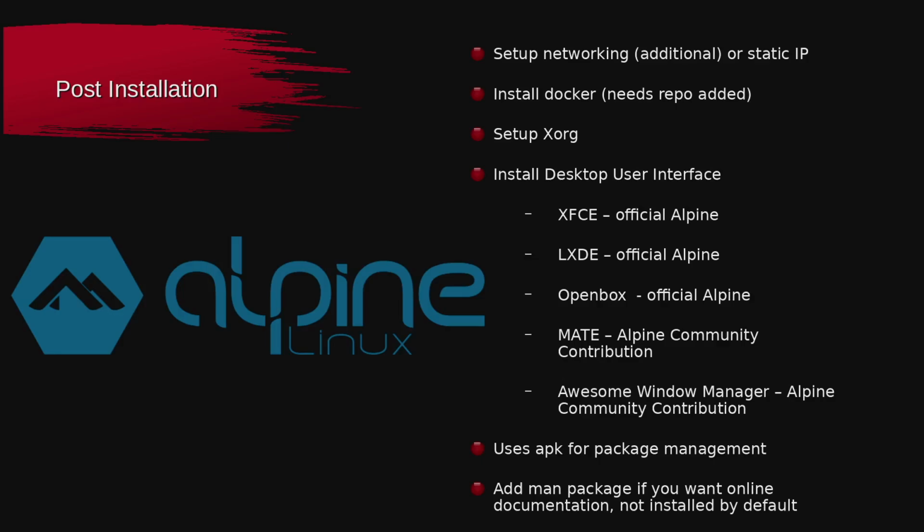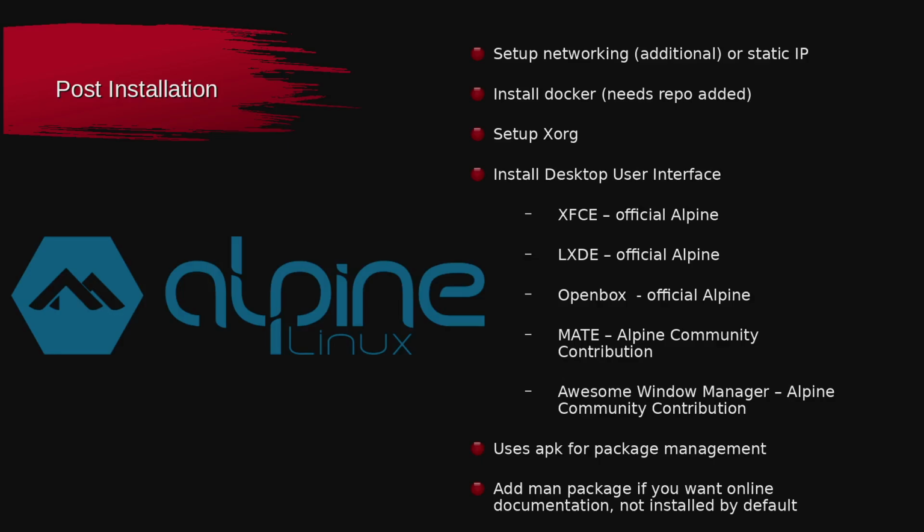Same thing with setup-xorg. If you want to install a GUI on this, a desktop environment, they support XFCE and LXDE by default, and then there's some community editions for Mate, Awesome. I think there's a couple of others. Maybe OpenBox is one of them as well. But yeah, OpenBox is one of them, as I have listed there. So yeah, those are all community. That OpenBox, excuse me, is an official Alpine image, and the other two, Mate and Awesome, are community. So you'll need the community repositories if you want to install those.